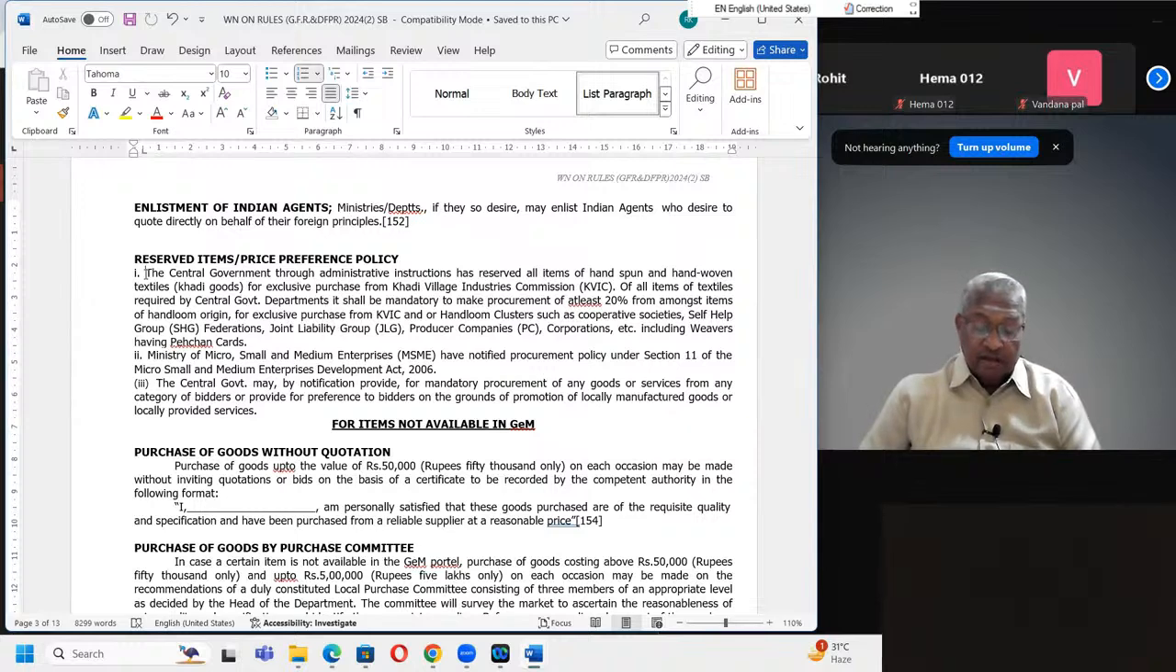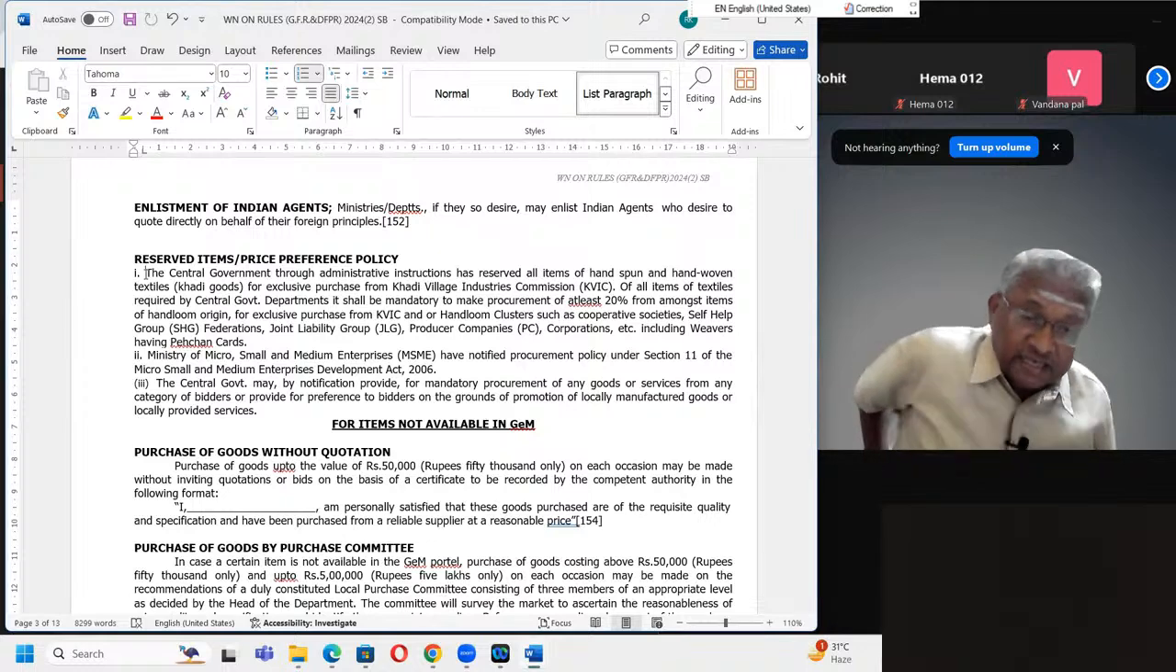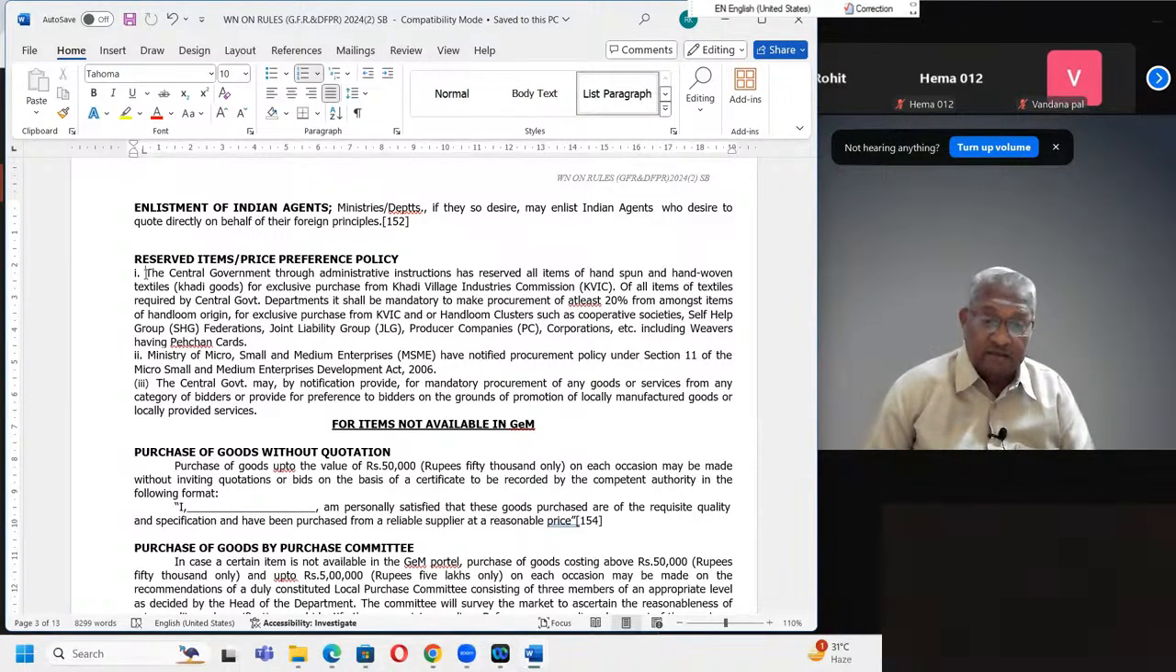Then these items, whatever we are going to see now, these rules are applicable for purchases of items, goods, which are not found in the GEM portal. Purchase of goods without quotation. Purchase of goods up to value of 50,000, that is rupees 50,000 only, on each occasion, may be made without inviting quotations or bids on the basis of a certificate to be recorded by the competent authority in the following format. एक सर्टिफिकेट लेकर कॉम्पिटेंट अथॉरिटी से, आप कोटेशन के बिना खरीद सकते हैं.